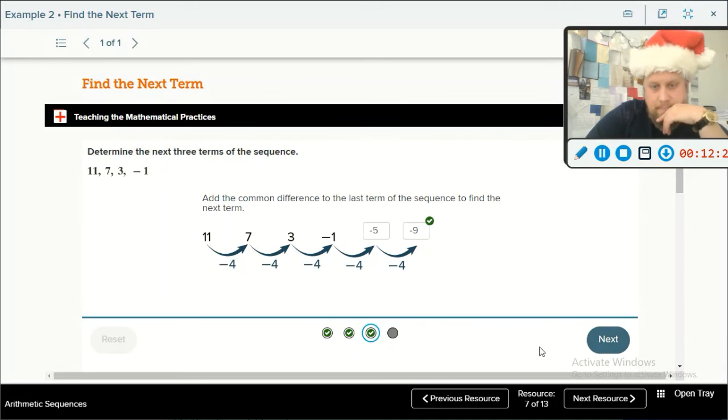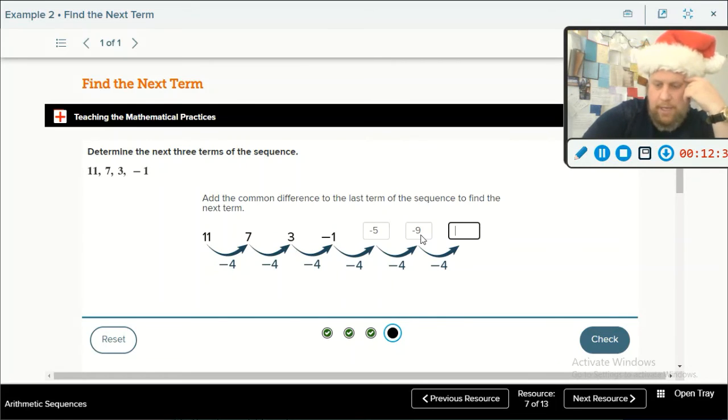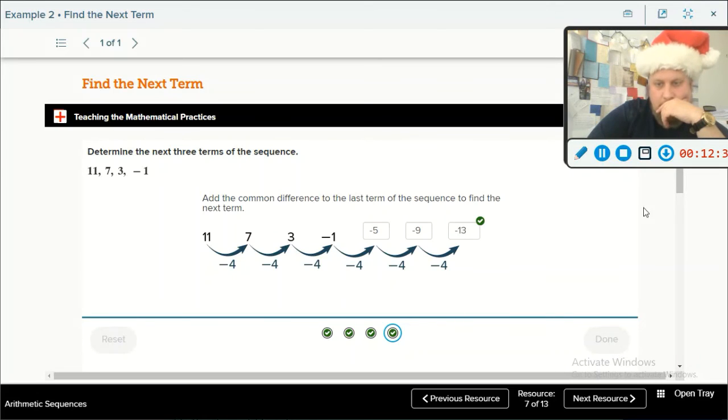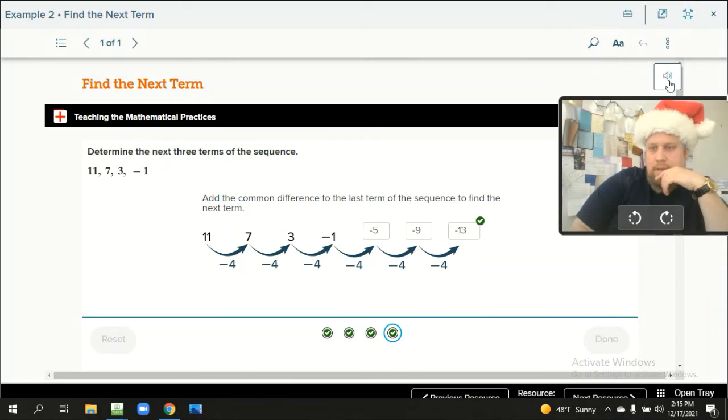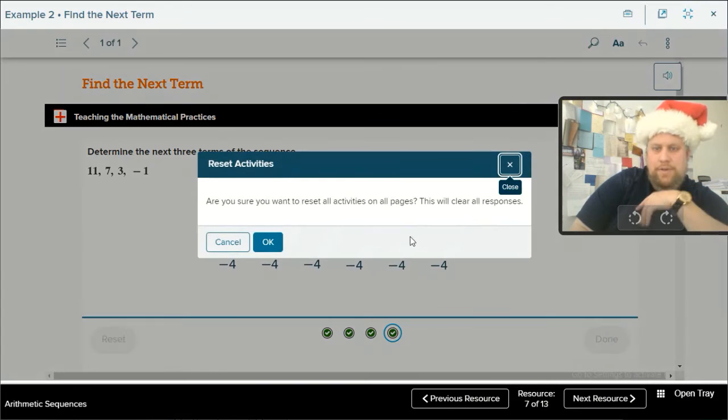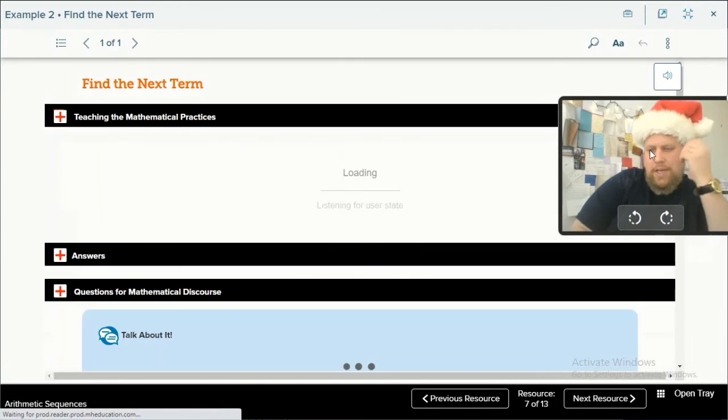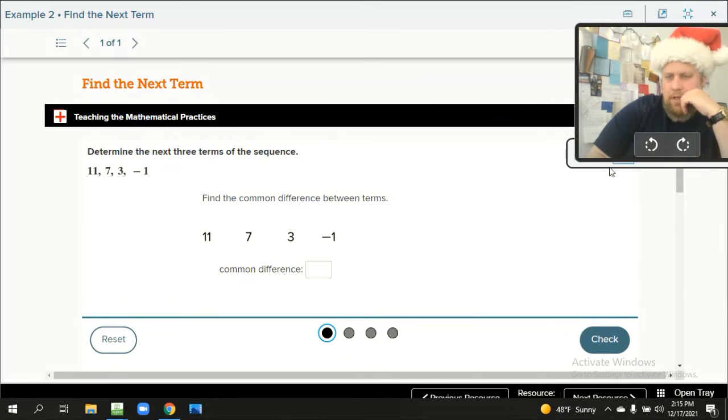We got it. Let's do our last one there. Minus 4 again. What's it going to be? It's going to be negative 13. Boom. Awesome. So that is how you find the next 3 terms in a sequence when asked to do so, which you get asked to do a lot. I don't know why they arbitrarily picked 3. Maybe 3 is a magic number or something.